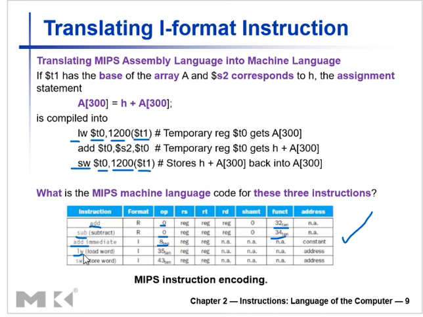For load word, opcode is 35. For store word, opcode is 43. So you may have to remember the opcode or the function code for various instructions. Okay. So let's look into one example for I type. How are we going to translate an I type?